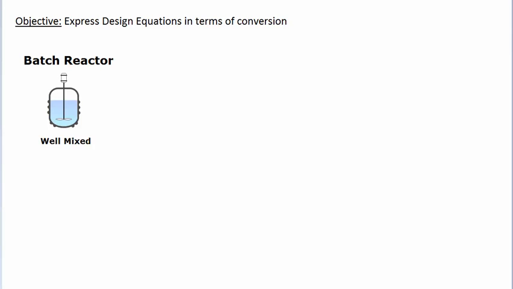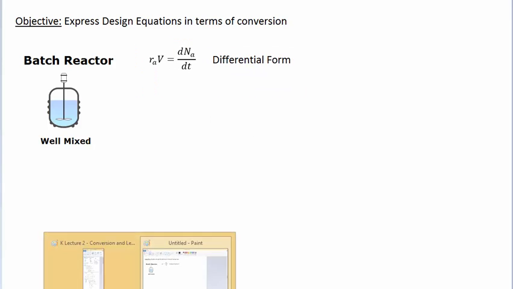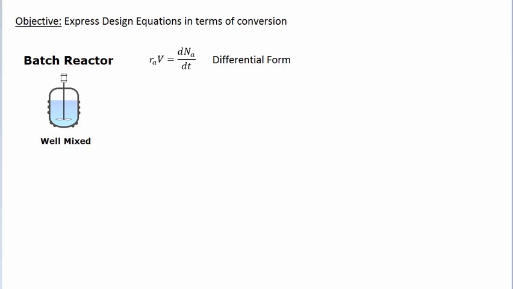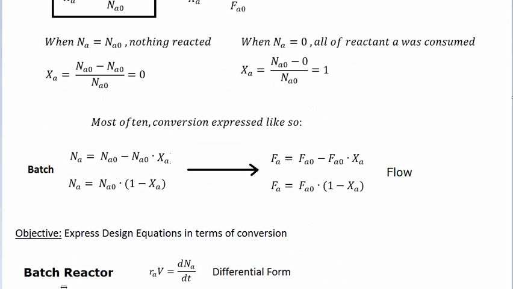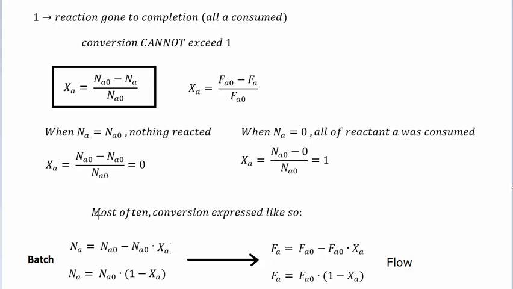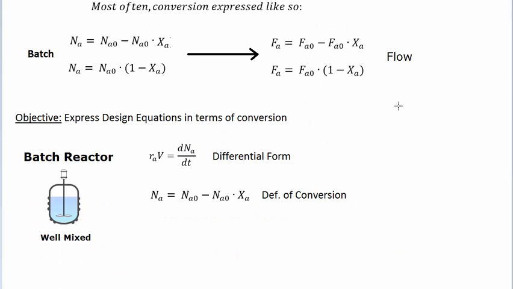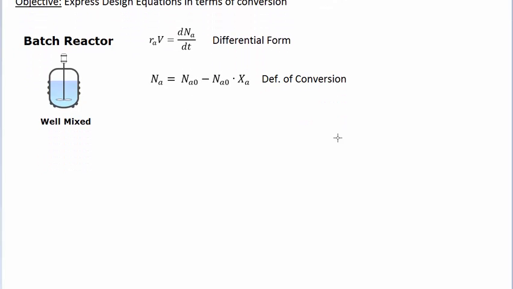This was the differential form of the design equation that we came up with in the last video. If you want to see where that comes from, just simply watch the last video. And the next thing we're going to do is take that definition of conversion, rearranged of course. Remember, like I was saying, this was the original definition. We simply did a bit of algebra and put it in the form that looks like this. You'll see why I did that in a sec. So that's our definition of conversion.